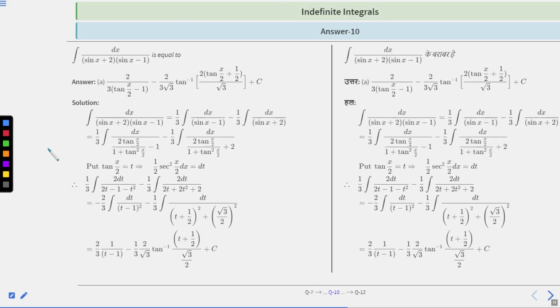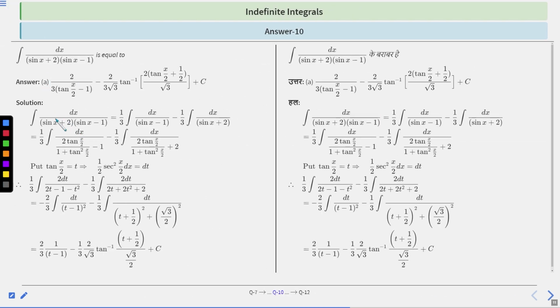Okay, let's move to the solution part. The integration of dx upon (sin x + 2) into (sin x - 1) is equal to 1 by 3 integral of dx upon sin x minus 1, minus 1 by 3 integral of dx upon sin x plus 2. See, what we have done, we have applied integration by partial fractions. So the product (sin x + 2)(sin x - 1) can be separated into 1 by 3 integration of dx upon sin x minus 1 minus 1 by 3 integration of dx upon sin x plus 2, right?